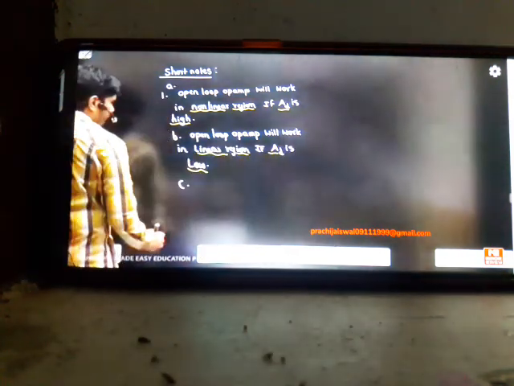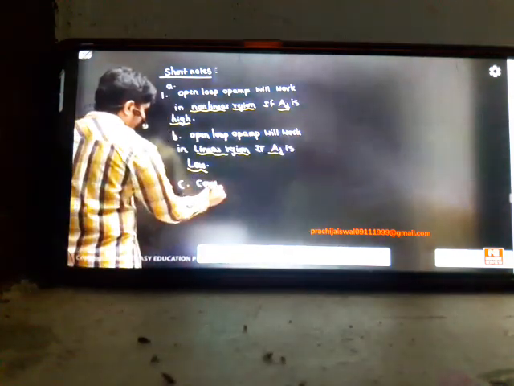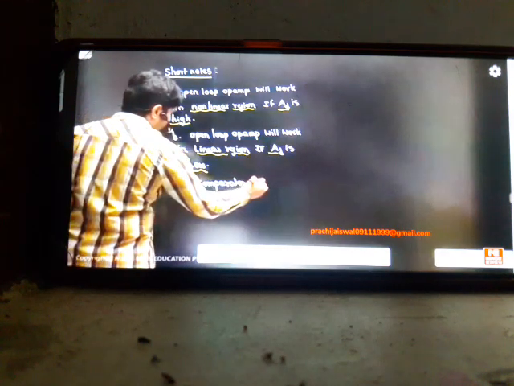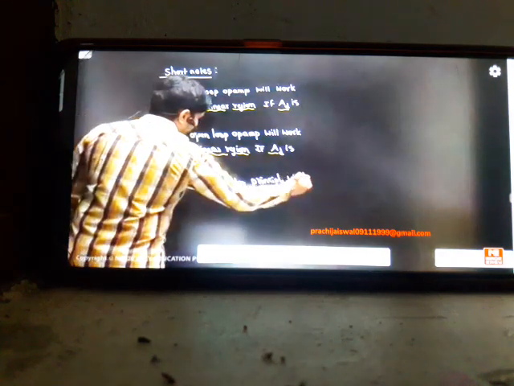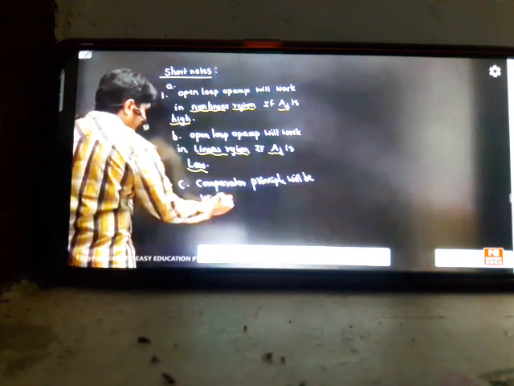And C point, comparator principle will be used in open loop op-amp.